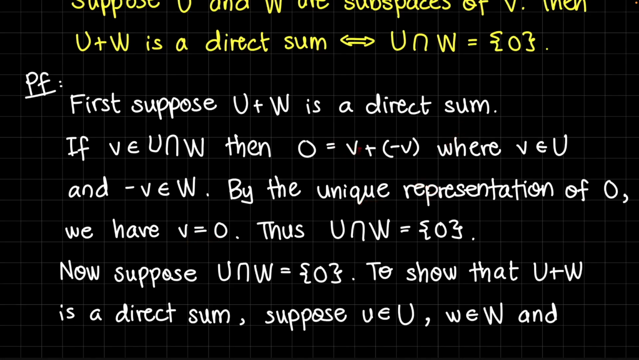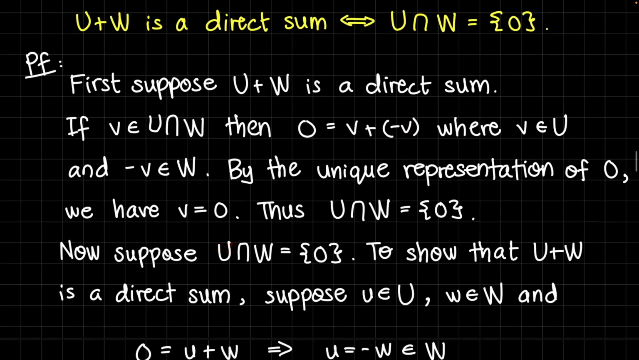So that means v has to be 0 and negative v has to be 0, which are the same identical conditions. So we just have v has to be 0. And v was just an arbitrary element of the intersection of U and W. So that means U intersect W has to be 0.